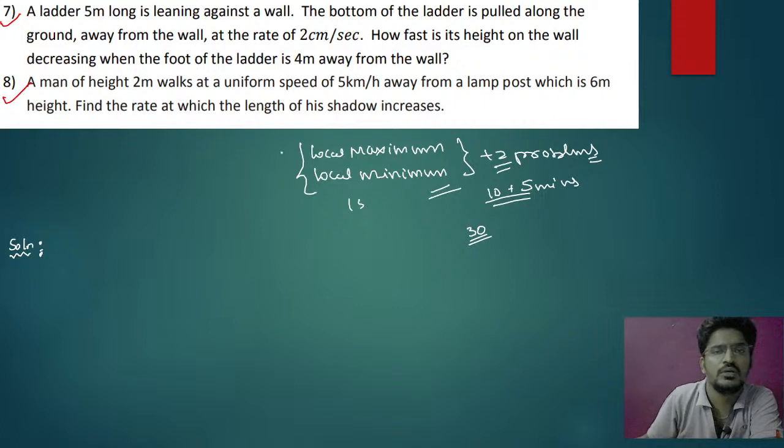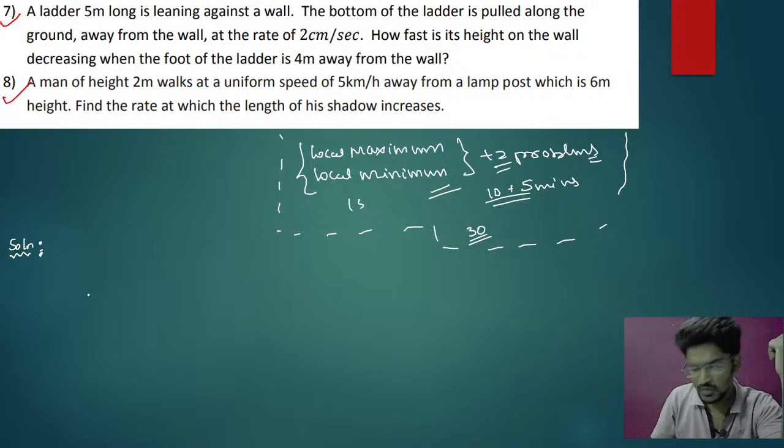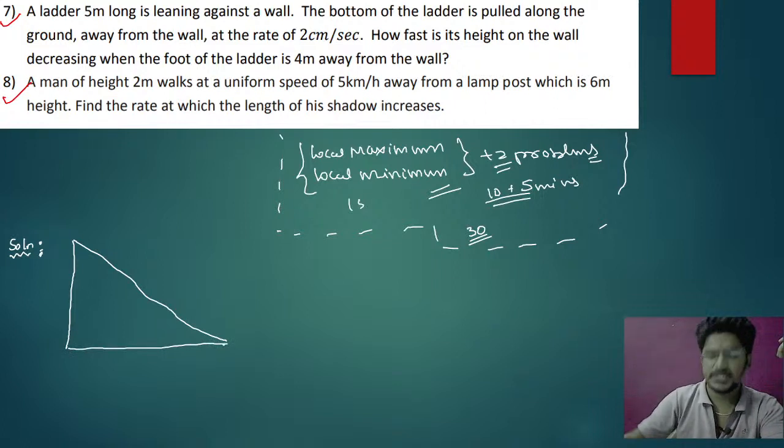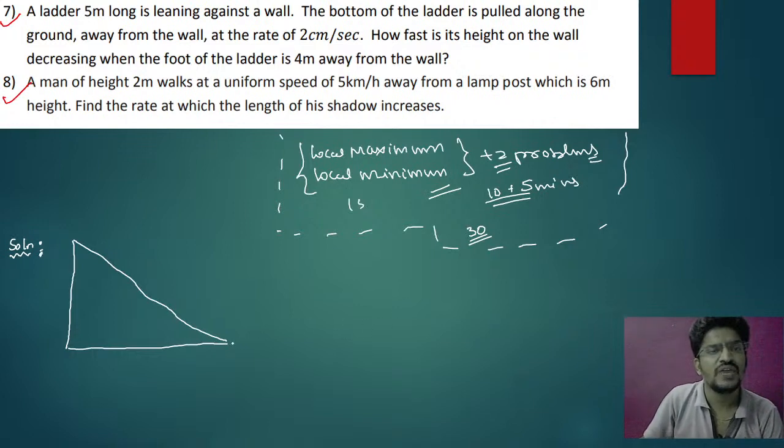Now let us go for the 7th one. A ladder 5 meter long is leaning against a wall. Let us consider this is the wall and this is the ladder leaning against it, and this is the ground. The bottom of the ladder is pulled along the ground away from the wall.